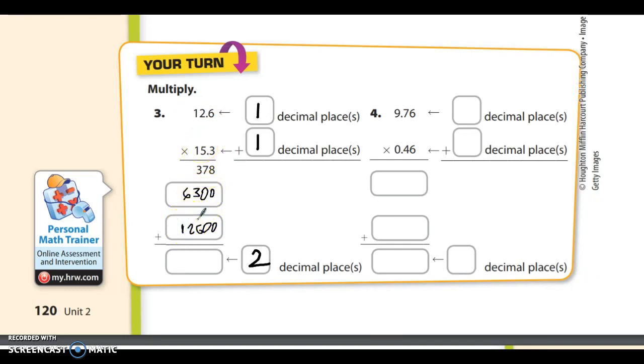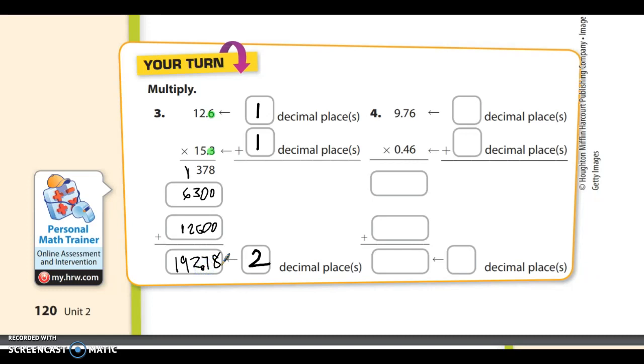And I know it's kind of messy, but we can carefully add all these up. 8 plus 0 is 8, and 7 plus 0 is 7, and 3 plus 3 is 6, plus 6 is 12, and 6 plus 2 is 8, plus 1 is 9. And then 1 plus nothing is 1. So it's 19278. But then where does my decimal go? Remember, we count 1, 2. So my decimal starts over here and it gets moved over. 1, 2. It goes right here.